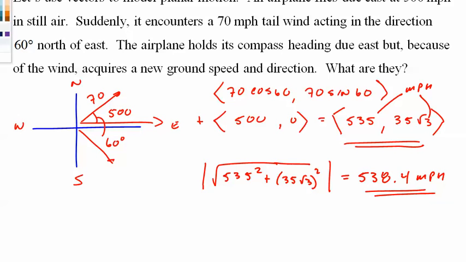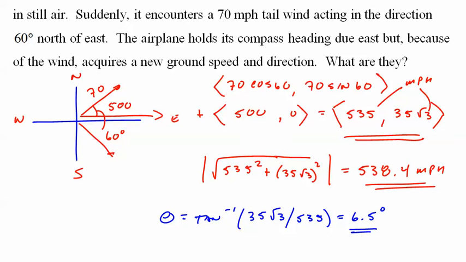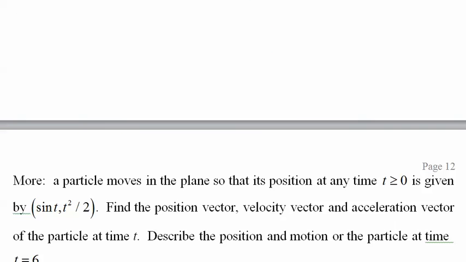And then how do we find the angle? And again, we have to use some common sense. Theta is the arctangent of y over x. So in this case, 35 root 3 divided by 535, which is about 6.5 degrees. So the plane's going to be headed slightly more north than it was planning on doing, and at a slightly greater speed. Going to be doing this over and over and over again.